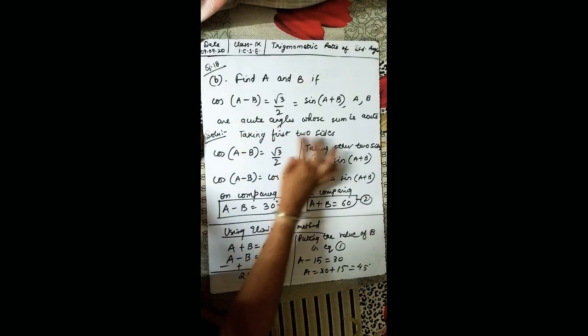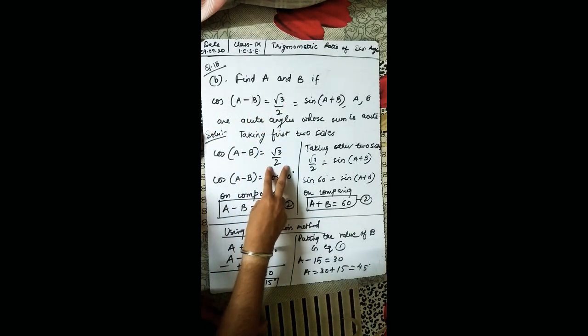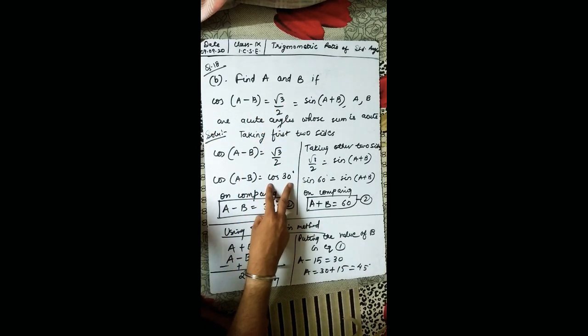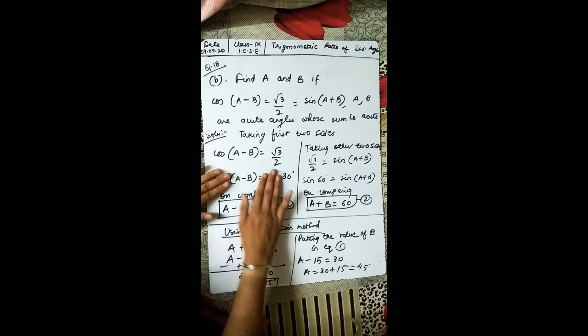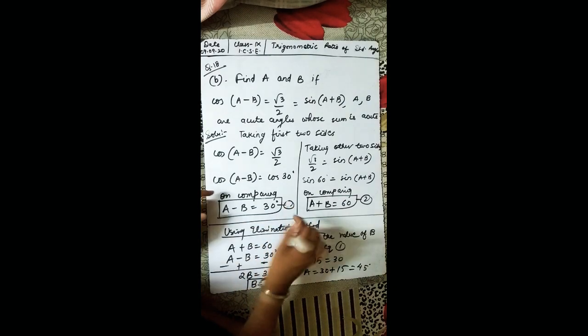Taking first two sides, that means I'm taking these two. So cos A minus B equal to root 3 by 2. Root 3 by 2 is what? Cos 30 degree. On comparing the cos function, we are getting A minus B equal to 30 degree. Okay, you consider this as the first equation.